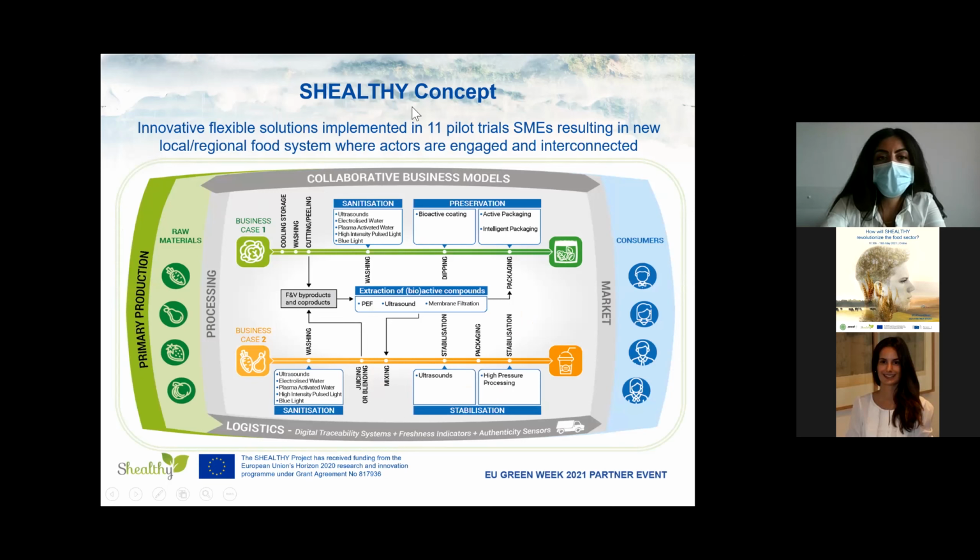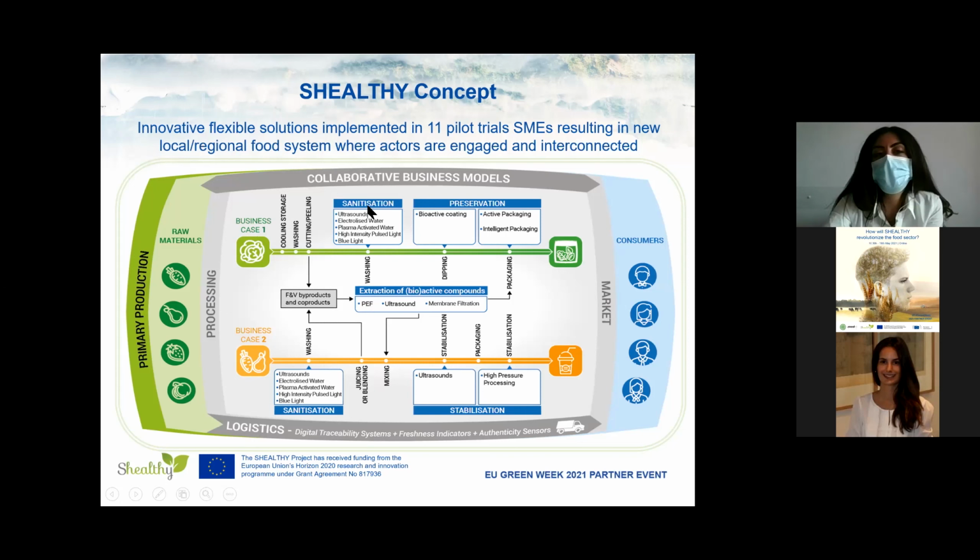So basically, solutions that are going to be implemented in pilot trial SMEs, resulting in a new regional food system. So you can see here how complex our ecosystem is. And we want to bring together primary producers, so basically farmers and consumers, in a farm to fork process with food companies. And here you can see on top the business case one, so minimally processed fruit and vegetables.